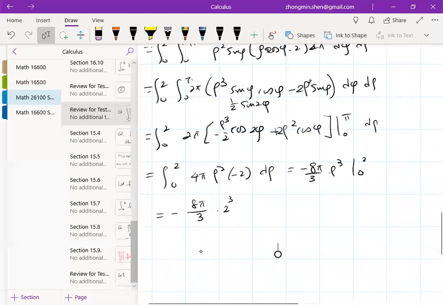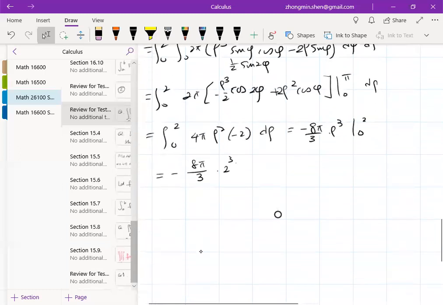So here's actually a quick way to do it. The triple integral of z minus 2 dV can be separated, right? Do you agree?